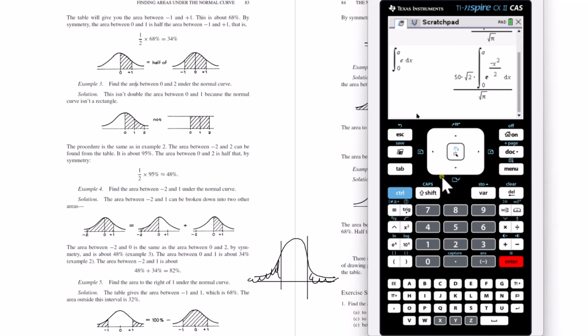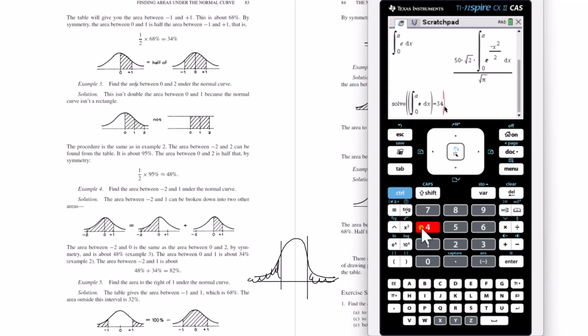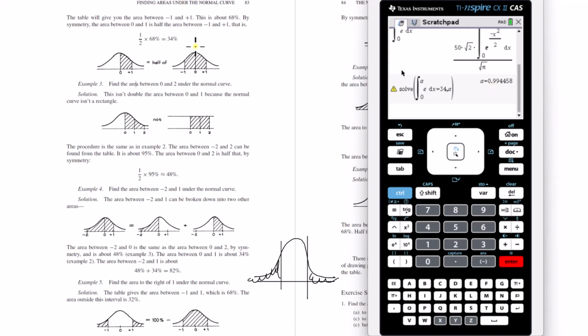So, okay. What you want to do is you go algebra, solve, and then you take this definite integral. It's going to be some function of a, and you set it equal to the 34, right? You know the area. That's the idea. And we want to solve for a, and there it is. A is 0.994 because that's not the exact value.